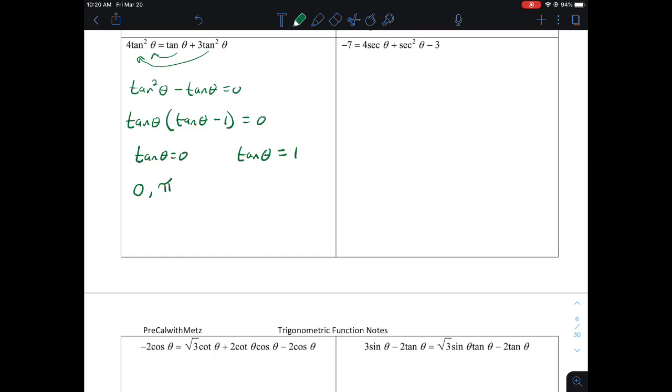Tangent is going to equal 1 where sine and cosine have the same values. That happens twice. It happens in quadrant 1 and quadrant 3. So tangent equals 1 for the first time at pi over 4, and it equals 1 the second time in quadrant 3, which would be 5 pi over 4. All right, so we have 4 answers here. Now you write them in a solution set from least to greatest.